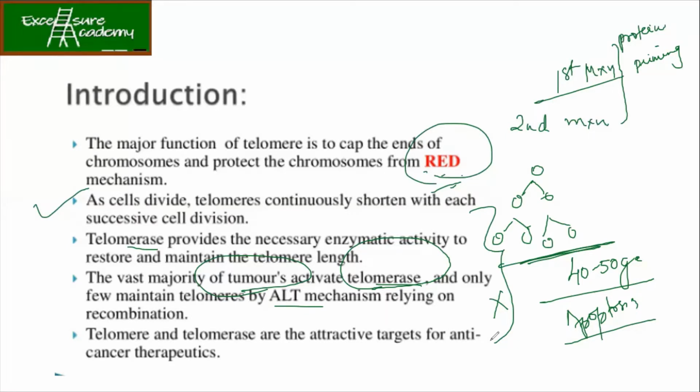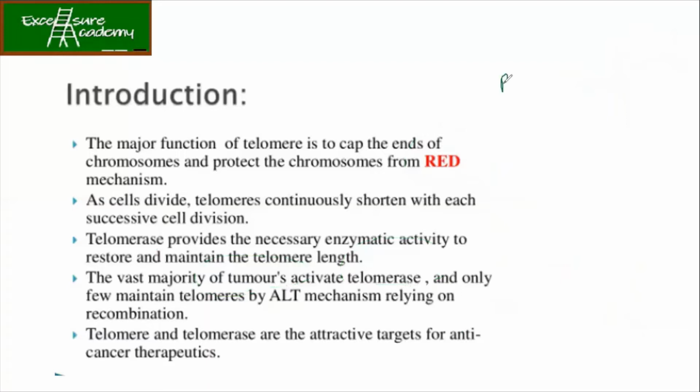Yes, ma'am. Okay, so the telomeres and the telomerase are attractive targets for anti-cancer therapeutics. So in the case of cancer drugs, you can have anti-telomerase drugs, which are going to inhibit the activity of the telomerase. Since we know that it is RNA dependent DNA polymerase, your telomerase is also known as RNA dependent DNA polymerase.